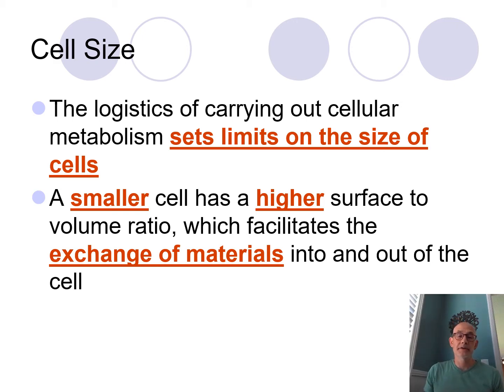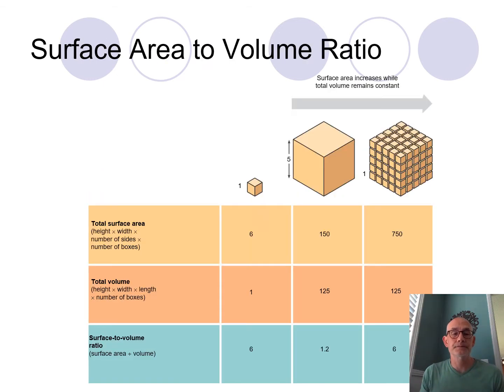So a smaller cell is going to actually have a much larger surface area to volume ratio, which allows that surface area to pull in enough nutrients to maintain the internal environment of the cell.